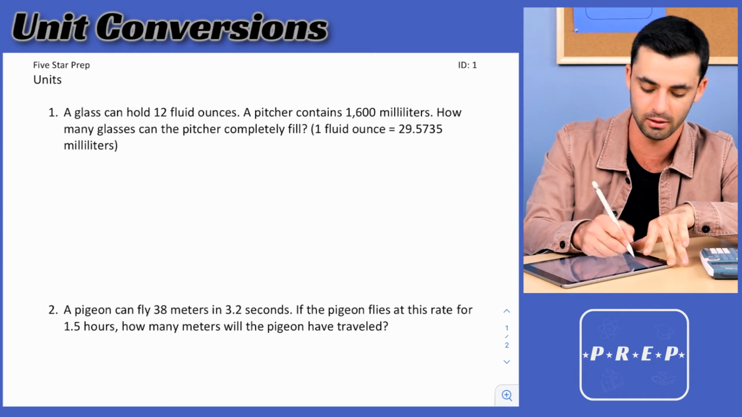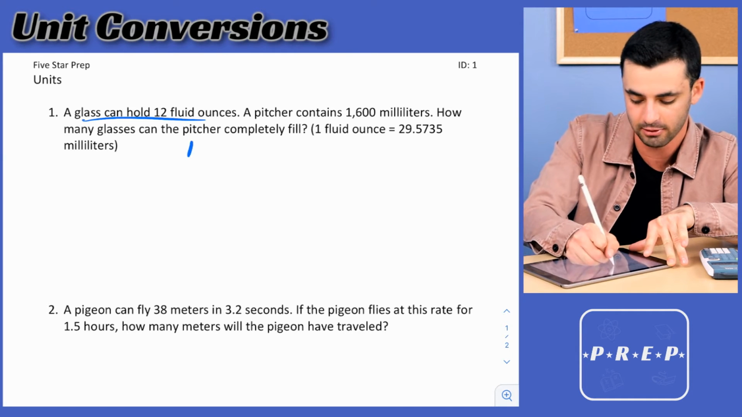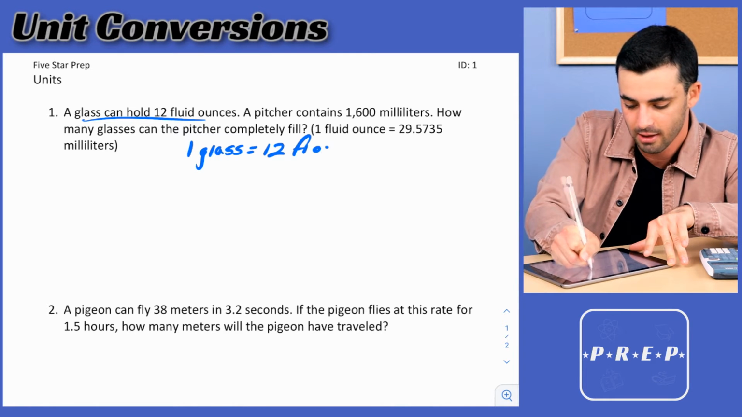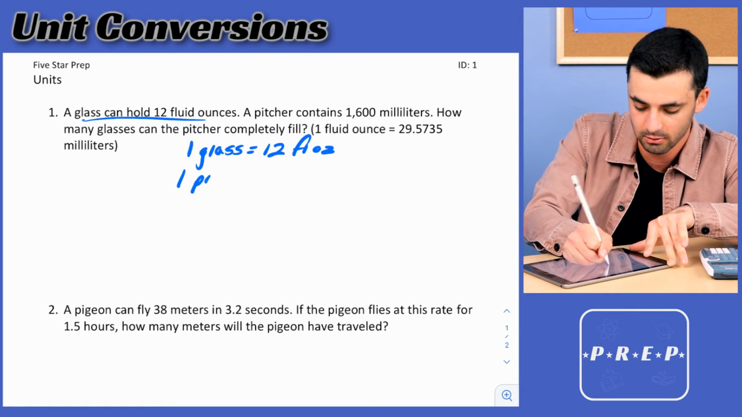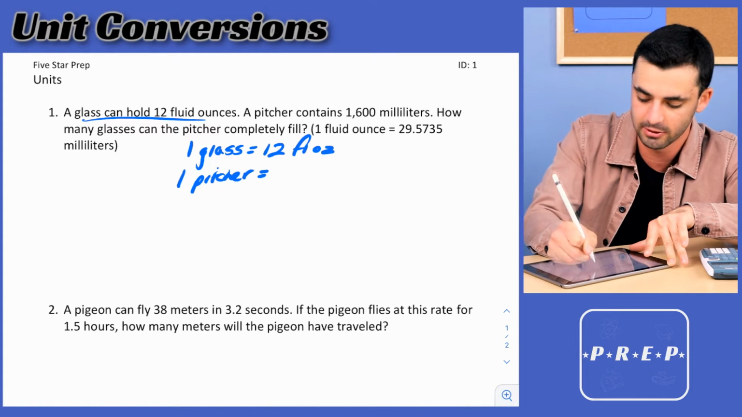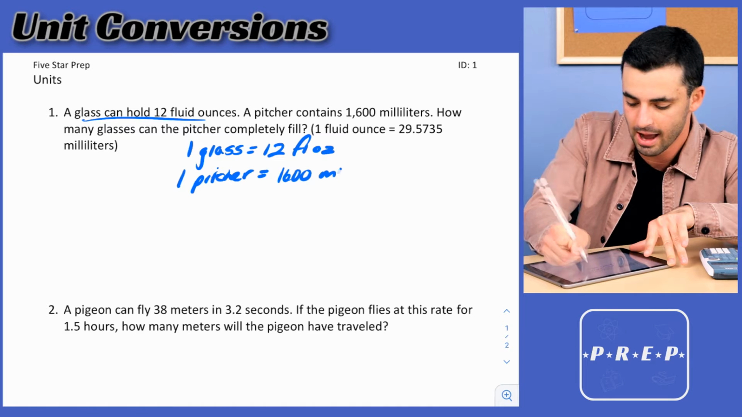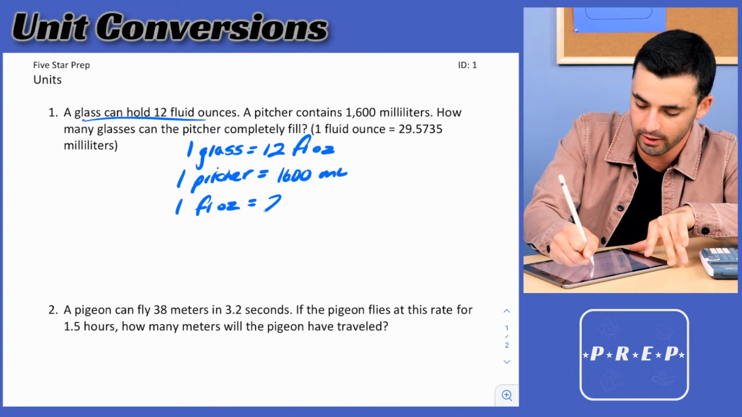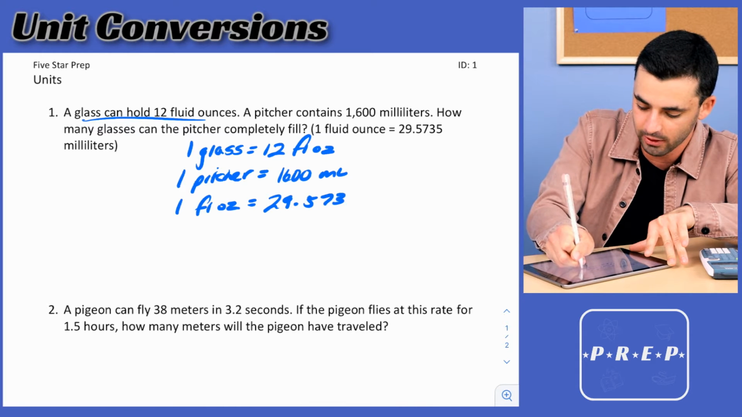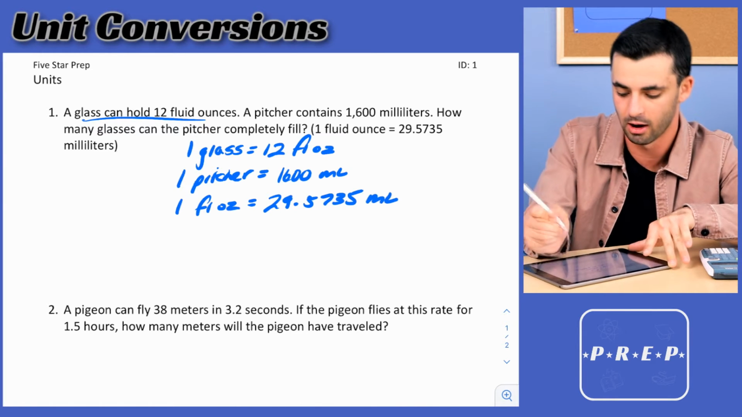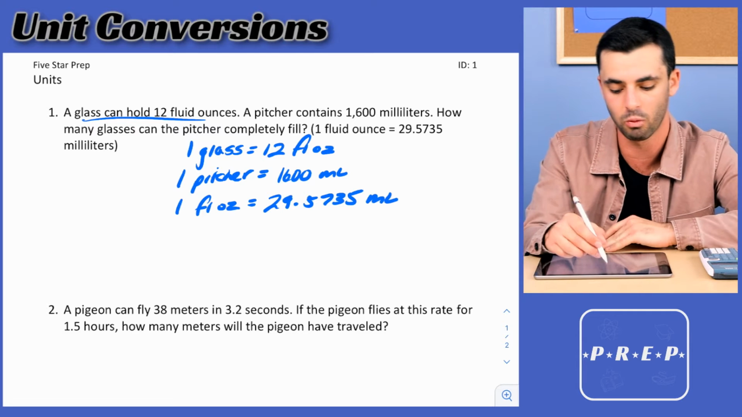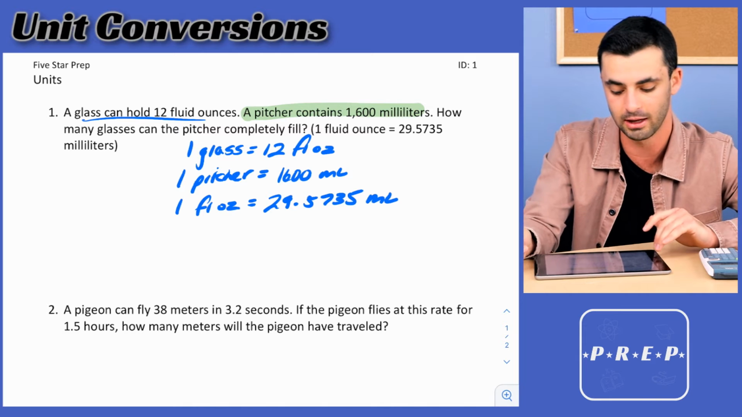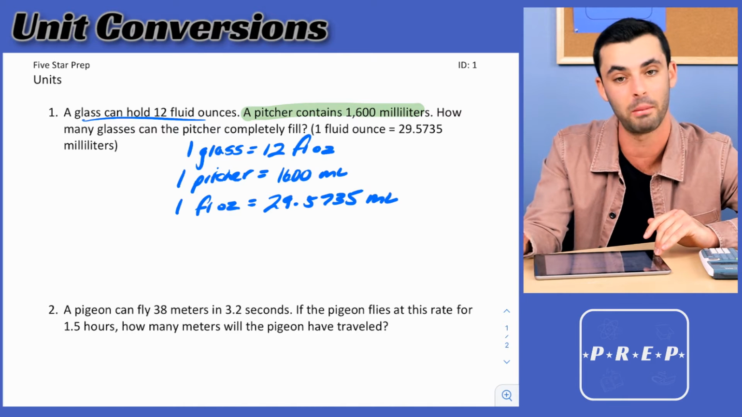And that starts off with a glass. They say one glass equals 12 fluid ounces. They also tell us that one pitcher is equal to 1,600 milliliters. And then one fluid ounce equals 29.5735 milliliters. All right, fantastic. And now we're trying to convert from one pitcher, or 1,600 milliliters, into how many glasses?